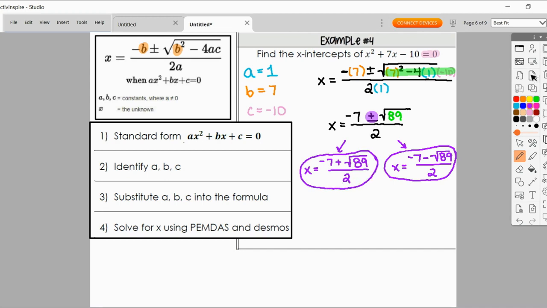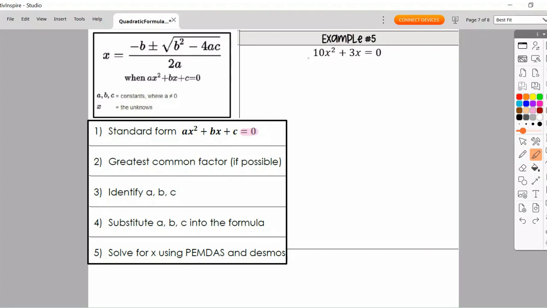Let's go ahead and try example number 5. I'm trying to solve 10x squared plus 3x equaling 0. I want to make sure it's in standard form, and it is equal to 0 as I just said. And I know that the x squared term is first, so that will be what I get my a from. My bx term is second. That's what I'm going to get my b from. And notice how there's going to be no c value, so we'll be plugging that in for 0.